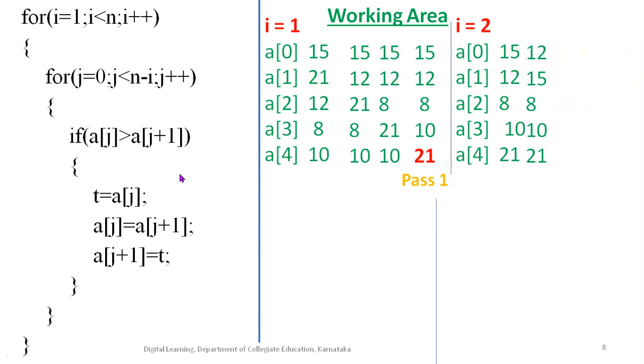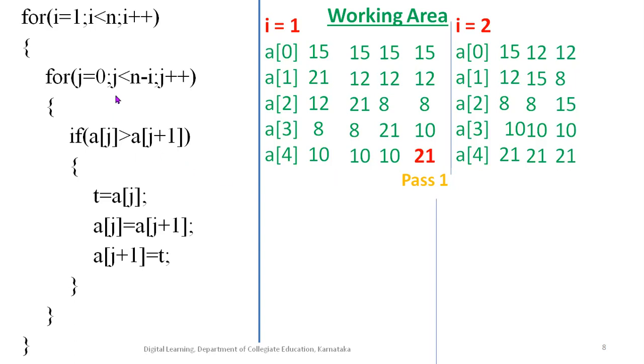Now next again j changes to 1. So when j is 1, we again enter inside the j loop. a of 1 and a of 2 are being compared now. Is 15 greater than 8? Yes, again true. So these two elements have to be swapped. So after swapping, the list is going to appear like this, that is 12, 8, 15, 10 and 21.